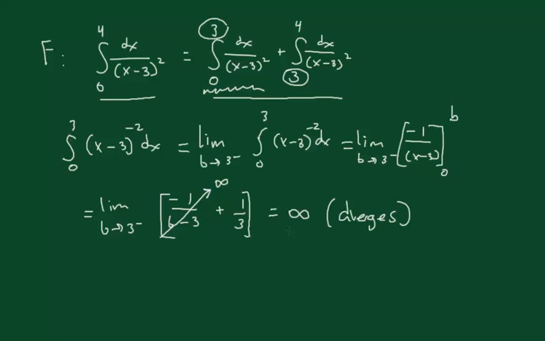And the minute one part diverges, the entire thing will diverge. Even if one half was infinity while the other half was negative infinity, it doesn't matter, they don't cancel each other out. Infinity plus negative infinity still does not exist, it's divergent. I do not have to do the second one. I got infinity, so I know the answer is that it does not exist, or approaches infinity.